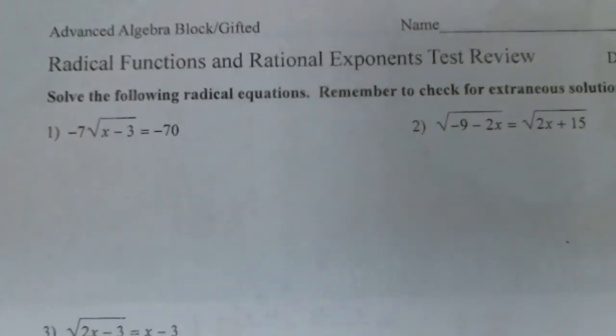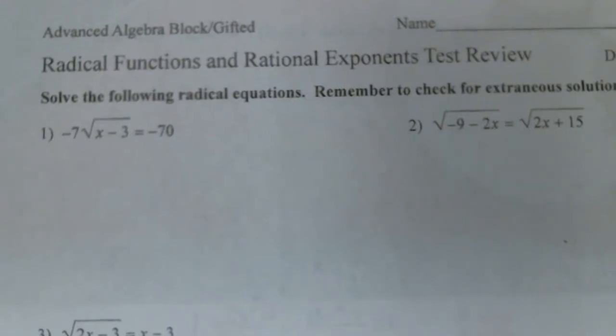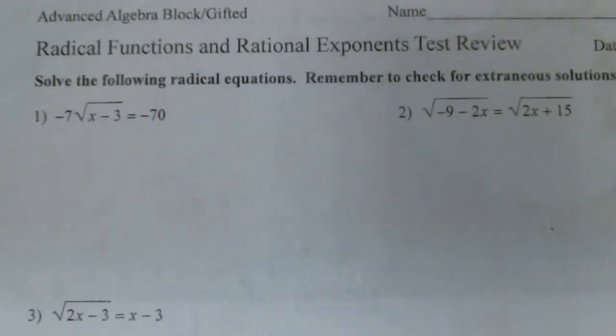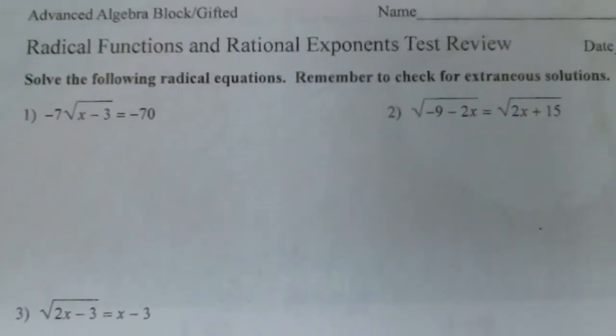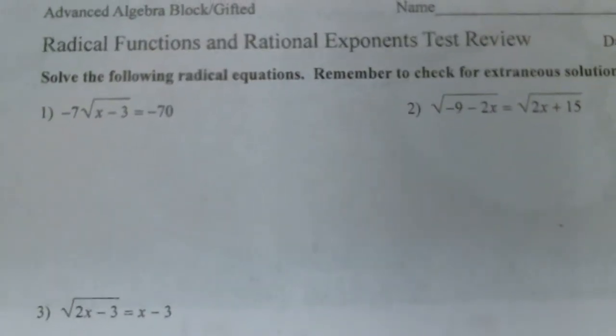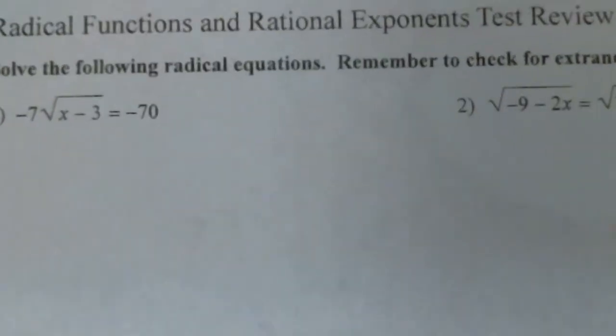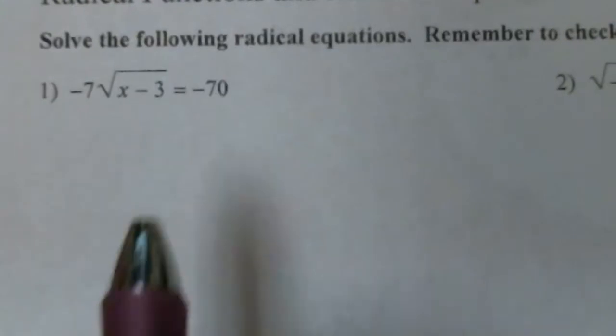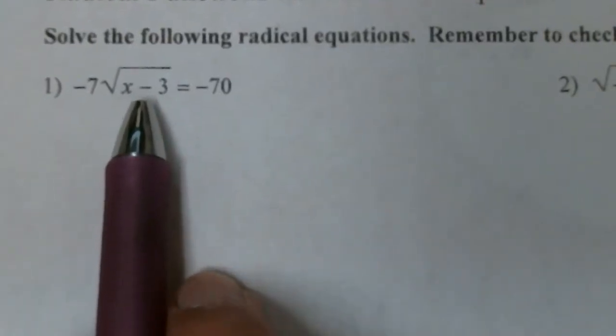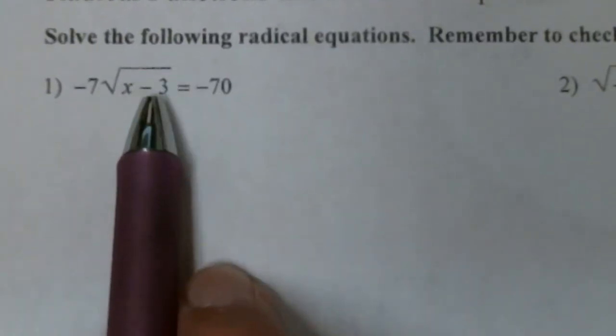Okay, so in number one, in these first three, we are going to be solving the radical equation, and remember to check for your extraneous solutions: take your answer, plug it back in, and make sure that the equation holds true. So let me zoom in here just a little bit. When I'm solving these radical equations, I want to isolate at least one of the radicals by itself, and then I'm going to square both sides and solve.